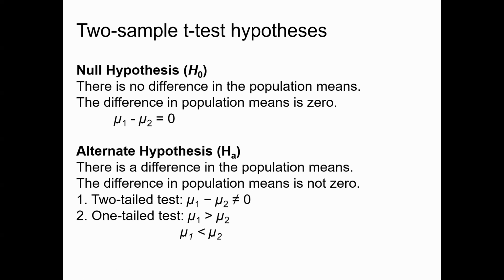So the two-tailed test is you're saying we don't know if the samples vary in one direction or another. We just think they're not equal. That's the two-tailed test. The one-tailed test says we think the population 1 mean is greater than the population 2 mean, or the population 1 mean is less than the population 2 mean. So the two-tailed test has just the one possibility. The one-tailed test has two possibilities.